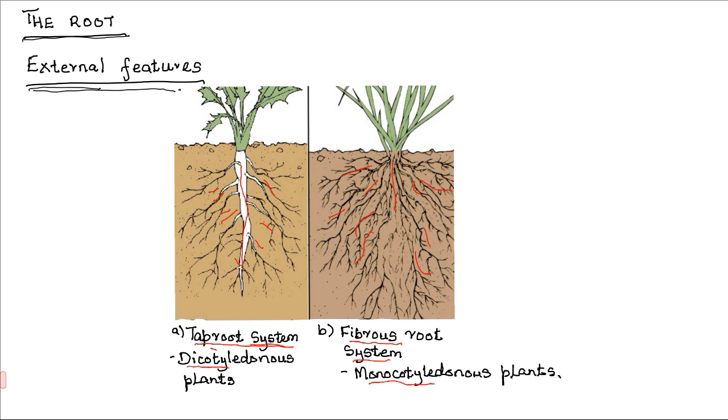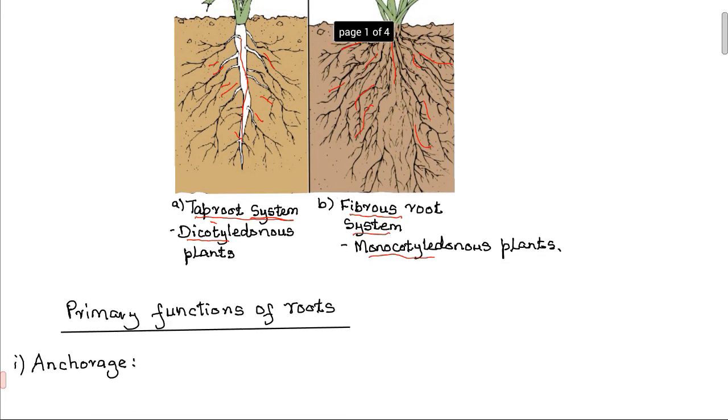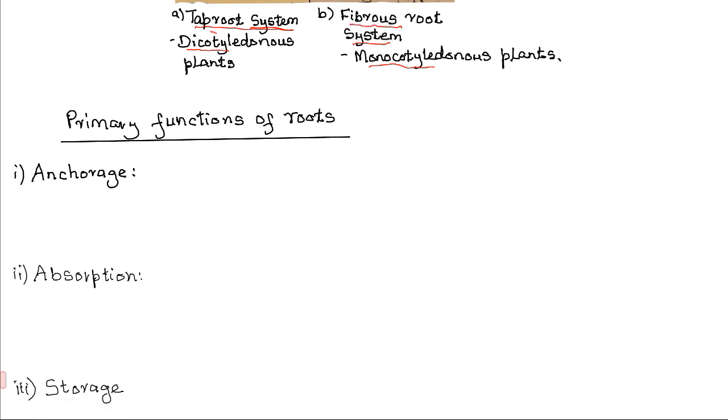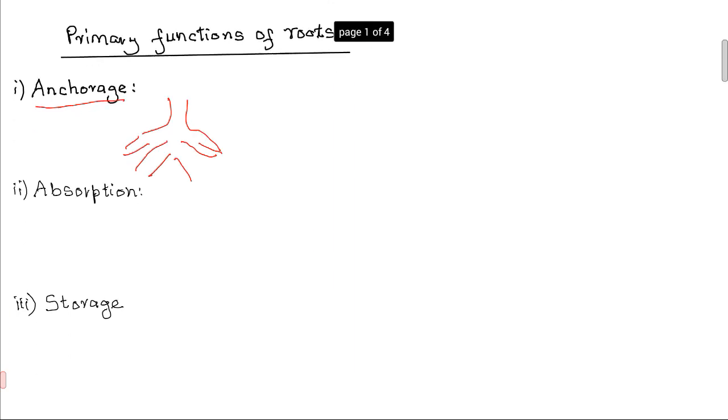So whether it is the taproot system or the fibrous root system, the root of a plant is adapted to perform the following primary functions. First is anchorage. The roots, because of their extensive branching, provide support to the plant by holding it firmly in the soil. This branching out increases the base size, and in that way the plant can stand firmly in the soil.